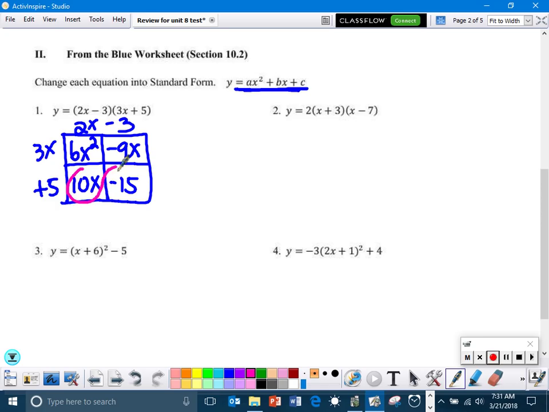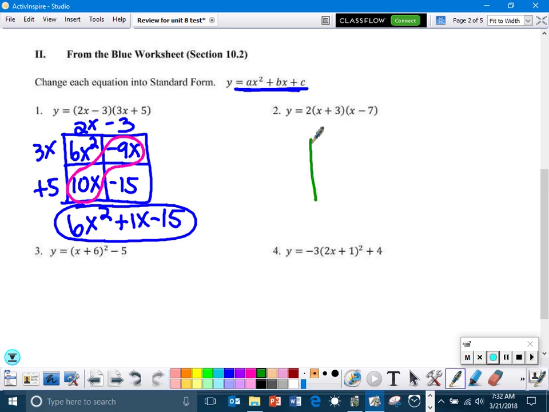Remember, these two corners are like terms. They will get added together. So our answer is 6x squared plus 1x minus 15. All right, number 2. I'm going to start off with the box. You will notice that there is a 2 in front. That's going to have to wait. We're going to do the x plus 3 and the x minus 7 first.